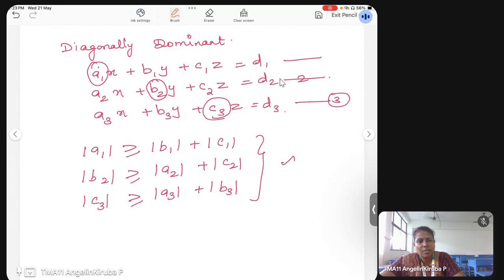For direct method, we won't verify this diagonally dominant condition, but for indirect method, we have to verify. After verifying this diagonally dominant condition only, we can proceed to solve the problem. So the thing is, in the first equation, the coefficient of x should be greater, and in the second equation, the coefficient of y should be greater than the other two variables. In the third equation, the coefficient of z should be greater than the coefficients of the other two variables. This is called the diagonally dominant condition, right?